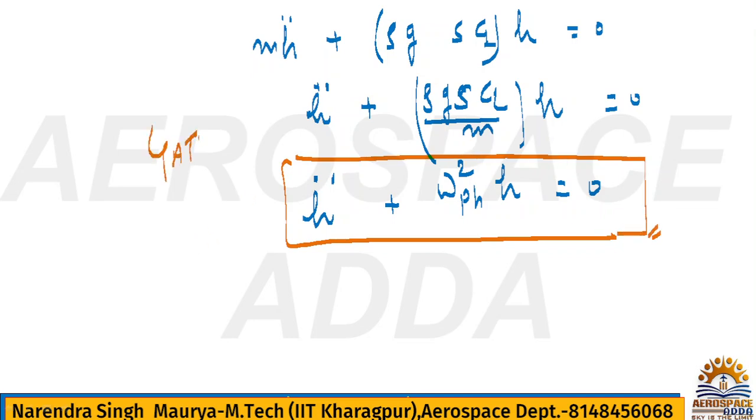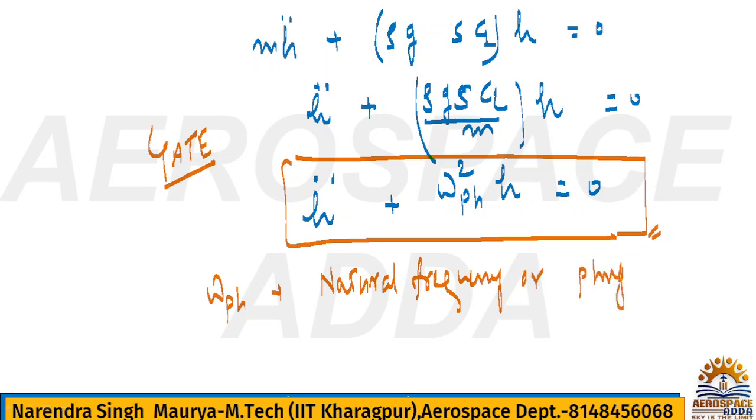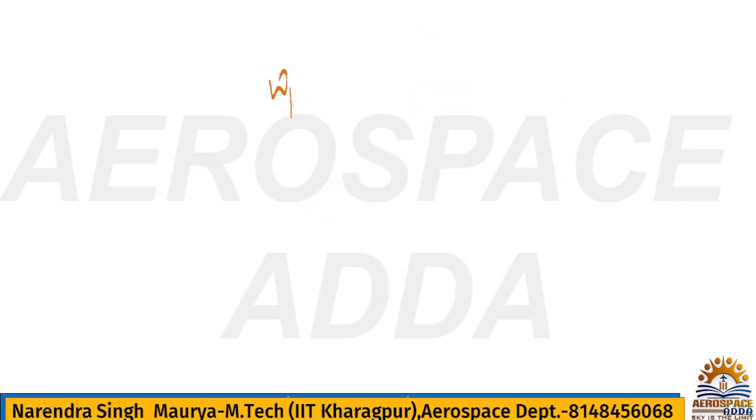Okay, so the whole work we have done was because of this equation. Now what is your omega_ph? Omega_ph is nothing but the natural frequency, or you can say the Phugoid frequency. So what is this value now? So you can write here directly omega_ph square.